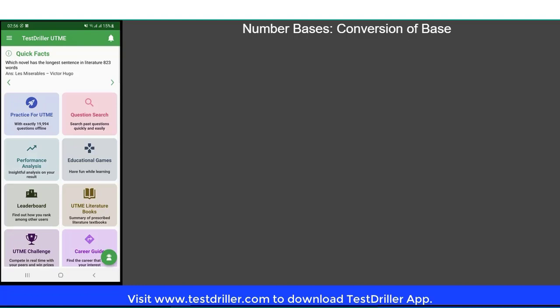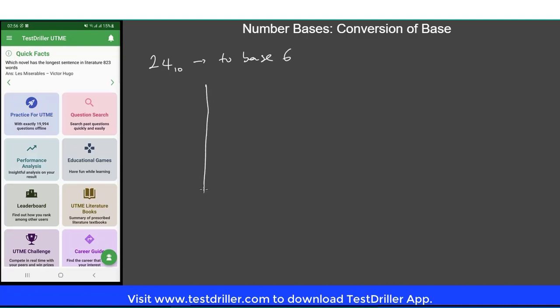Okay, let's start with how to convert from base 10 to any other base. You know base 10 is the decimal system and that is the default way we express numbers. So how do you convert from base 10 to any other base? Let's take this example. Let's say you are asked to convert 24 in base 10 to base 6. How do you go about this?